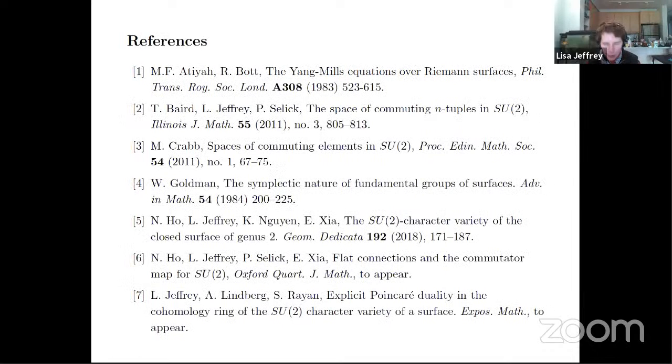So I will leave you with some references. This is Atiyah-Bott, the paper that I mentioned by myself and Tom Baird and Paul Selick-Crabb's paper. This is the paper where our result will appear, the Atiyah memorial volume of the QJM.